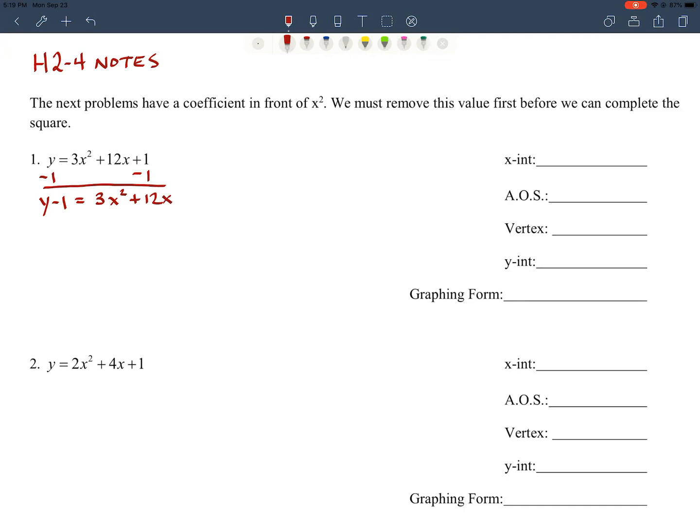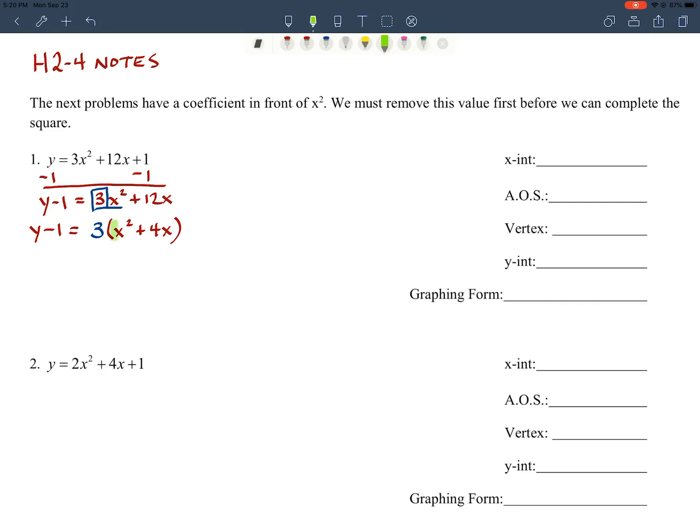And now, because we have this 3x squared, we can't complete the square because it's not going to be a perfect square trinomial with a 3 there. So this is the new step. The new step here is going to require us to factor out this 3 from the expression. So when we do that, we're going to have a 3 times the quantity of x squared plus 4x. Right now that still equals y minus 1. So I just factored that 3 out.